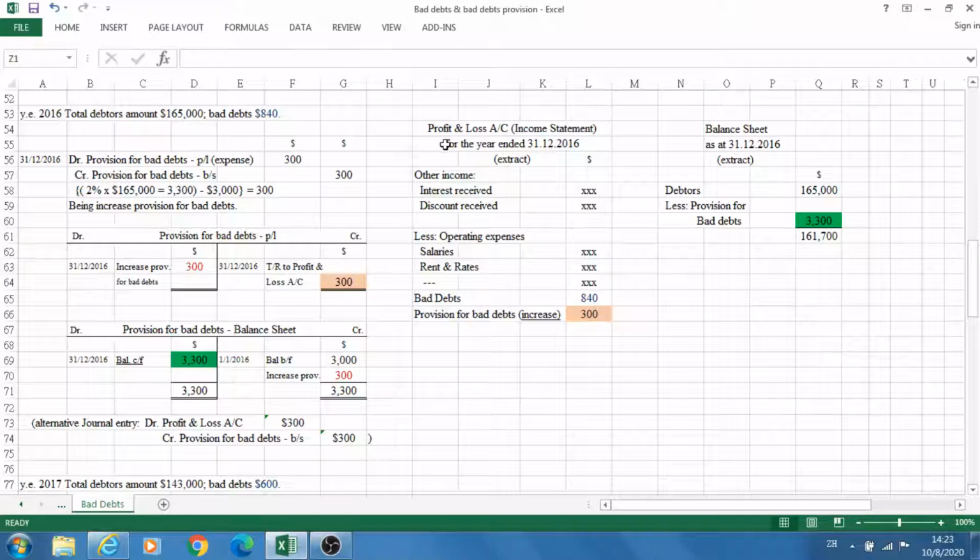This is the profit and loss account extract for year-end 2016. Under operating expenses, bad debt expense 840. Increased provision for bad debts 300.